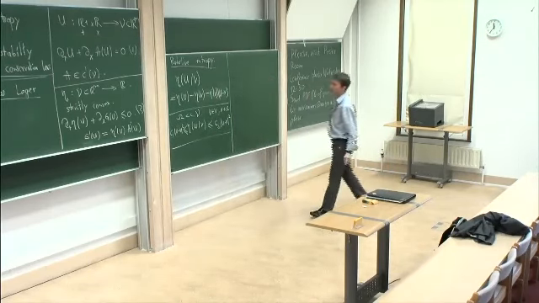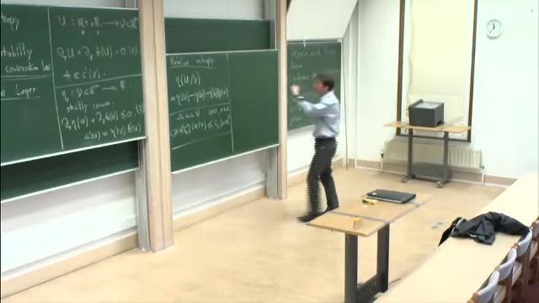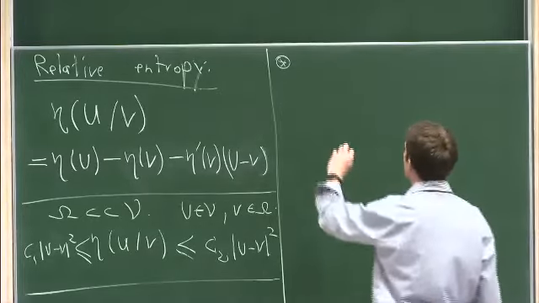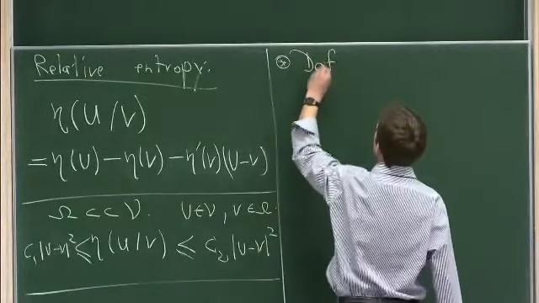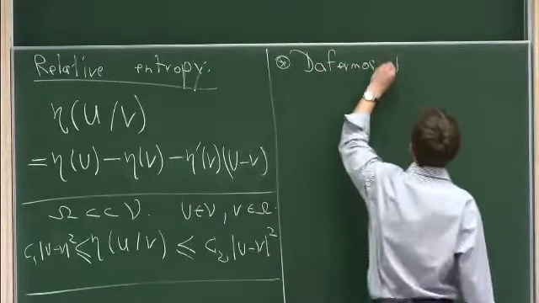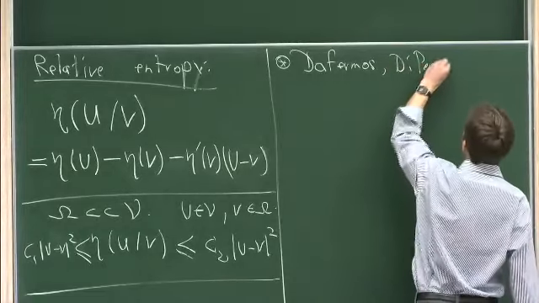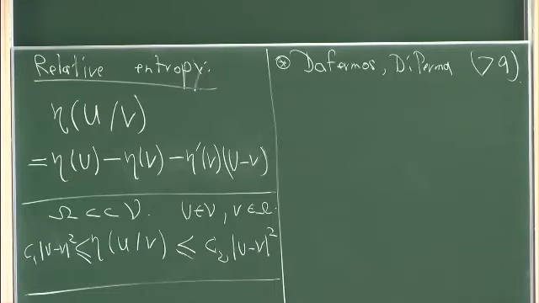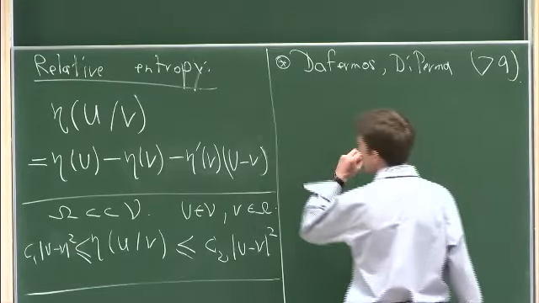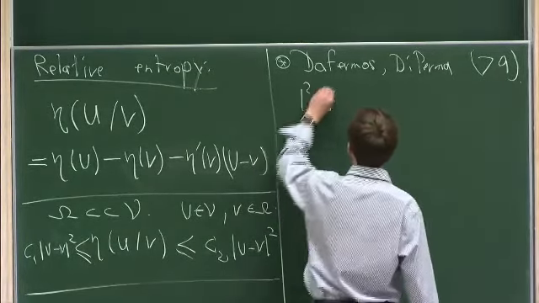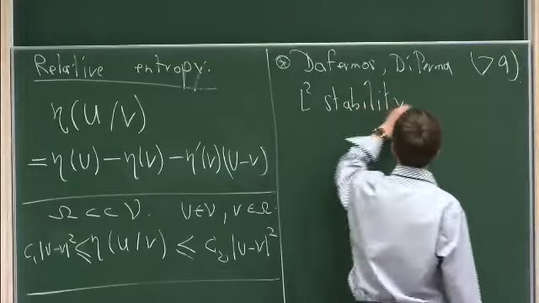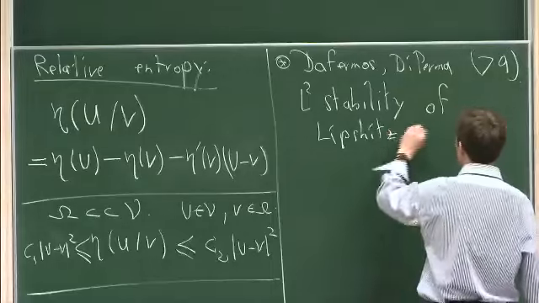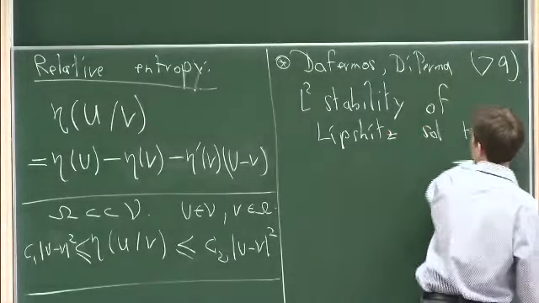So when you talk about these kinds of things for conservation laws, it has been used, and the idea is to go further than those results of Dafermos and DiPerna, and especially the paper of DiPerna of 79. This was used to show the L2 stability of Lipschitz solutions to this system.